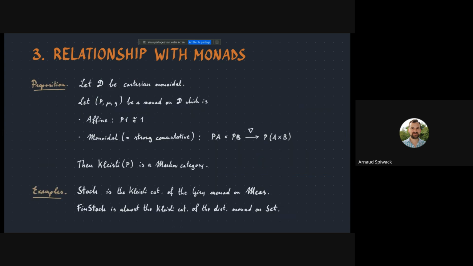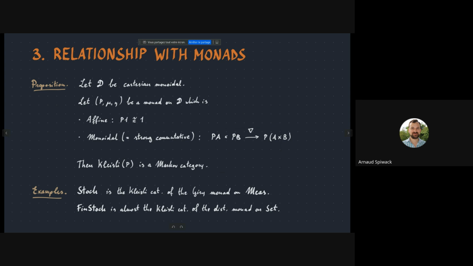So if we have a Cartesian monoidal category, so no randomness, and a commutative monad over it, which moreover is affine, as in preserves the monoidal limit for normalization, then the Kleisli category is a Markov category. And it's monoidal because the monad is commutative. Stock, for example, is exactly the Kleisli category of the Giry monad, and Borel stock too.